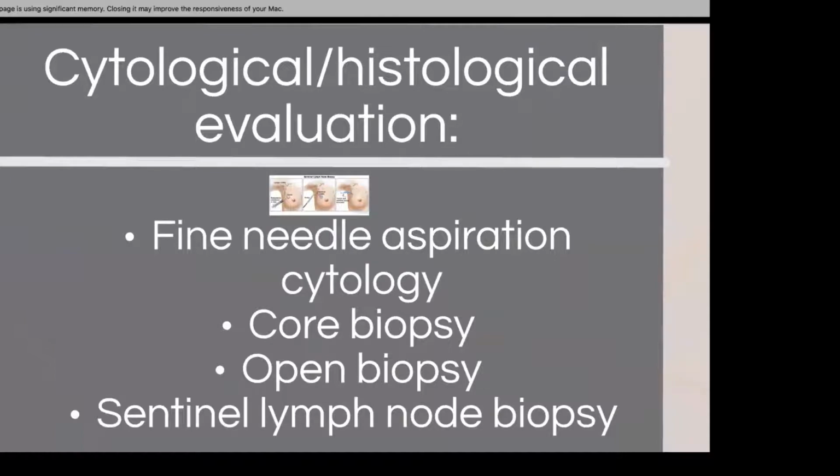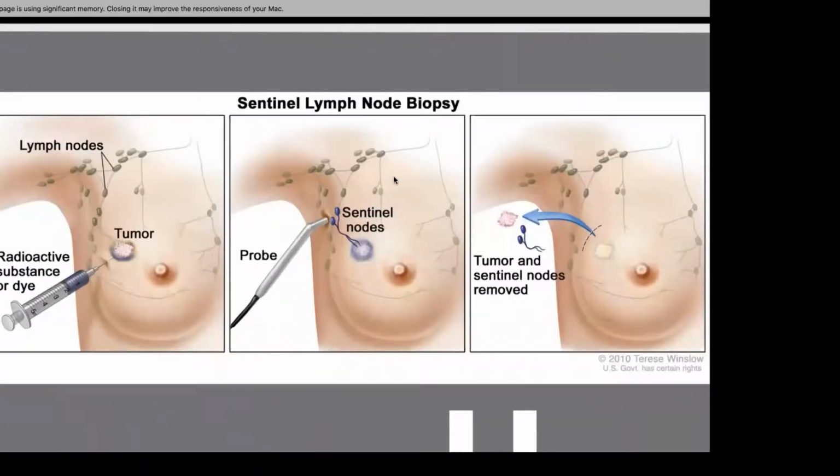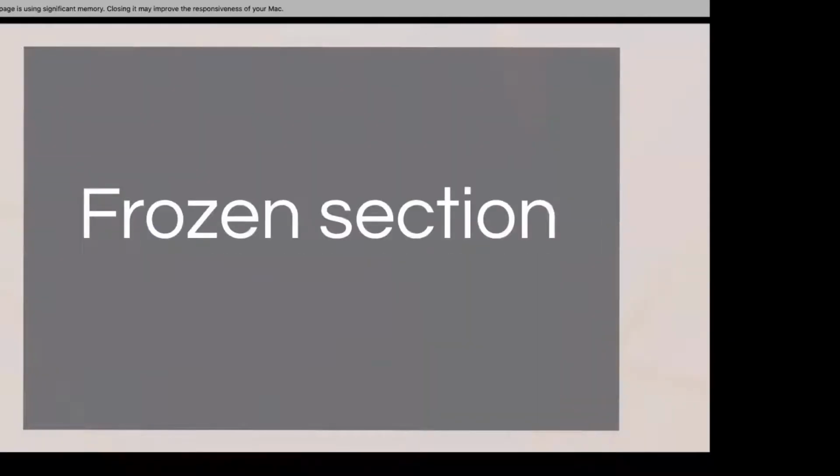We use the sentinel lymph node biopsy. We inject isotope dye, so you can see where the tumor spread to, which lymph node, and then we can extract it. Over here, you can see that they injected a radioactive substance or a dye, and then they found which lymph node was affected, and then they removed it. And then lastly, we have the frozen section, which is not commonly used right now.